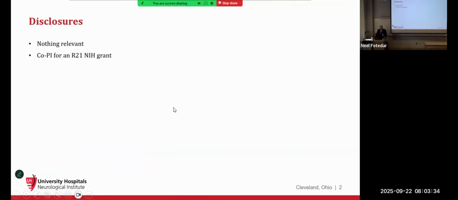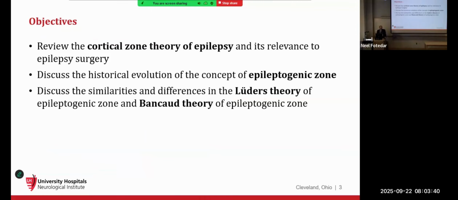Okay, I have no relevant disclosures. I do have an R21 grant as a co-PI, it's not relevant. So our objectives today: we're going to review the cortical zone theory of epilepsy and its relevance to epilepsy surgery. We're going to discuss the evolution of the concept of epileptogenic zone, and we're going to discuss the similarities and differences in the Luders theory of the epileptogenic zone and the Talairach theory of the epileptogenic zone.